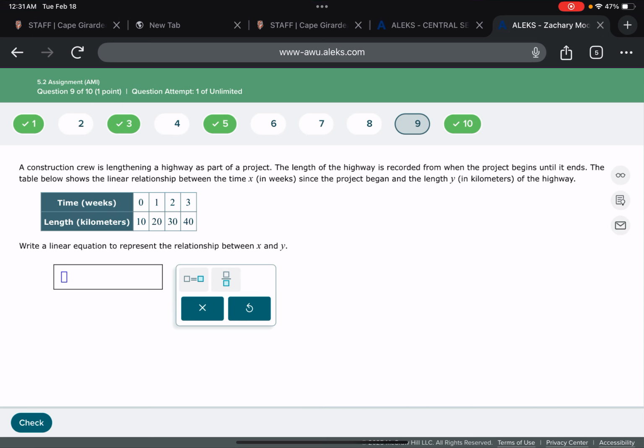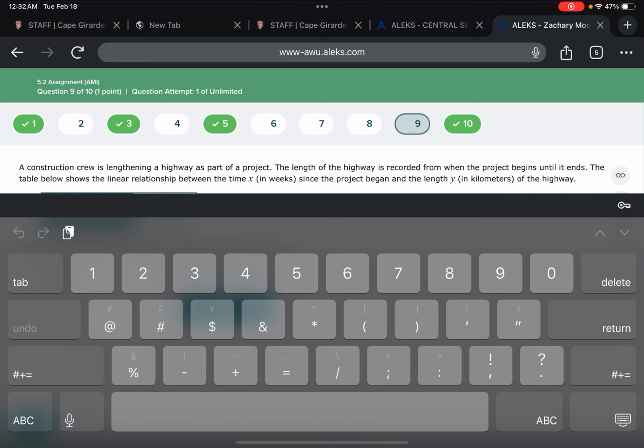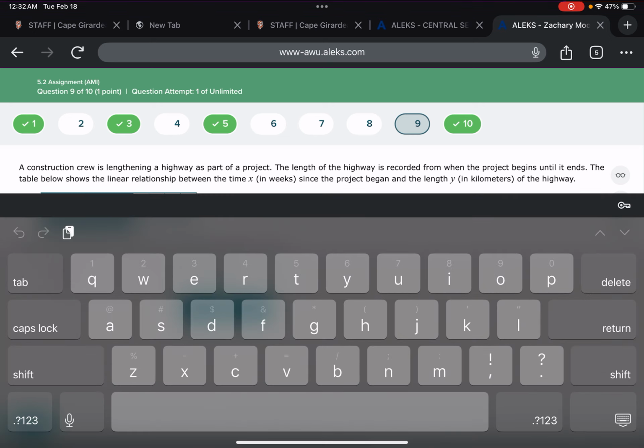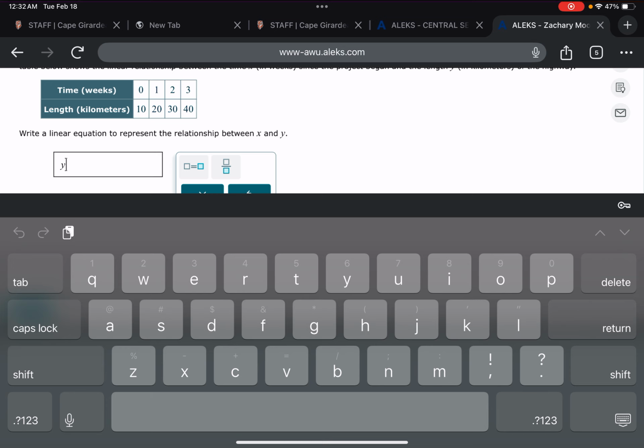And then for number 9, that is where you're going to have to use, instead of it given to you ordered pairs, your x's are your time in weeks, and then your y is your length in kilometers. And on this one, it says to write a linear equation. So that's going to be your y equals, okay? Y equals, and then we can see that since our x is at 0, that means our y-intercept's at 10. So you can go ahead and put the 10 there. That's your y-intercept.